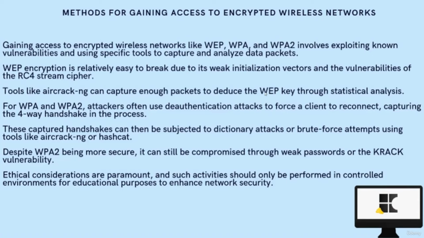Methods for gaining access to encrypted wireless networks. Gaining access to encrypted wireless networks like WEP, WPA, and WPA2 involves exploiting known vulnerabilities and using specific tools to capture and analyze data packets. The WEP encryption is relatively easy to break due to its weak initialization vectors and vulnerabilities of the RC4 stream cipher. Tools like Aircrack-ng can capture enough packets to crack the WEP through statistical analysis.